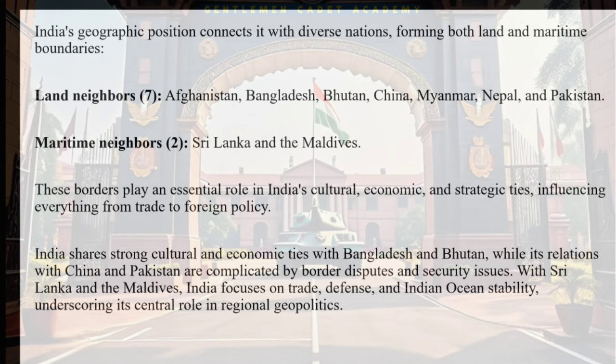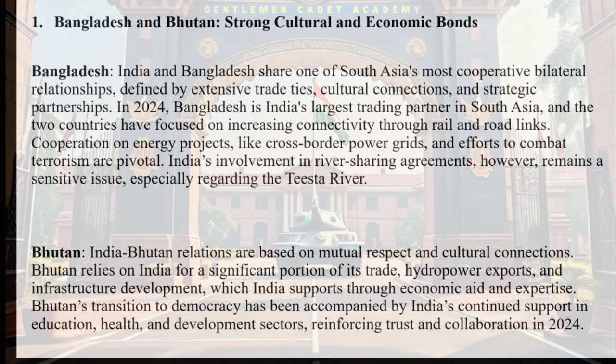In 2024, India's relationship with all its 9 neighboring countries, both land and maritime, reflects a complex mix of historical ties, economic partnerships, and strategic challenges. These connections are vital to India's influence in South Asia and the Indian Ocean region, with each relationship significantly impacting regional stability and India's geopolitical stance. So let us discuss each neighbor one by one, starting with Bangladesh and Bhutan first.